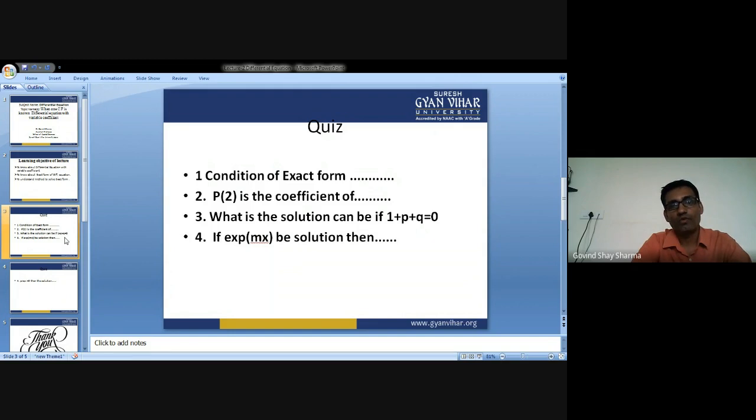What is the solution if 1 plus P plus Q is equal to 0? So here he is asking about a linear equation: if 1 plus P plus Q is 0, then what is the solution? Here I told you one thing.